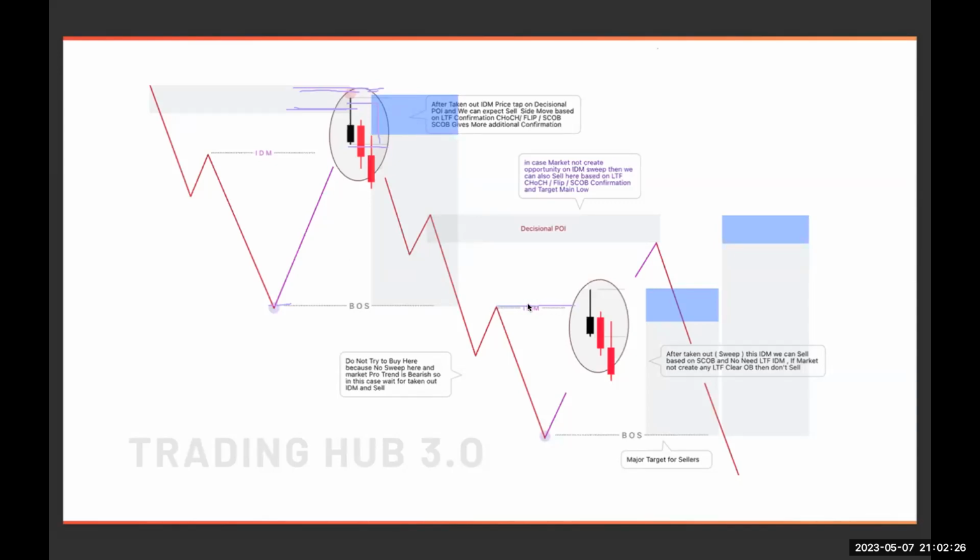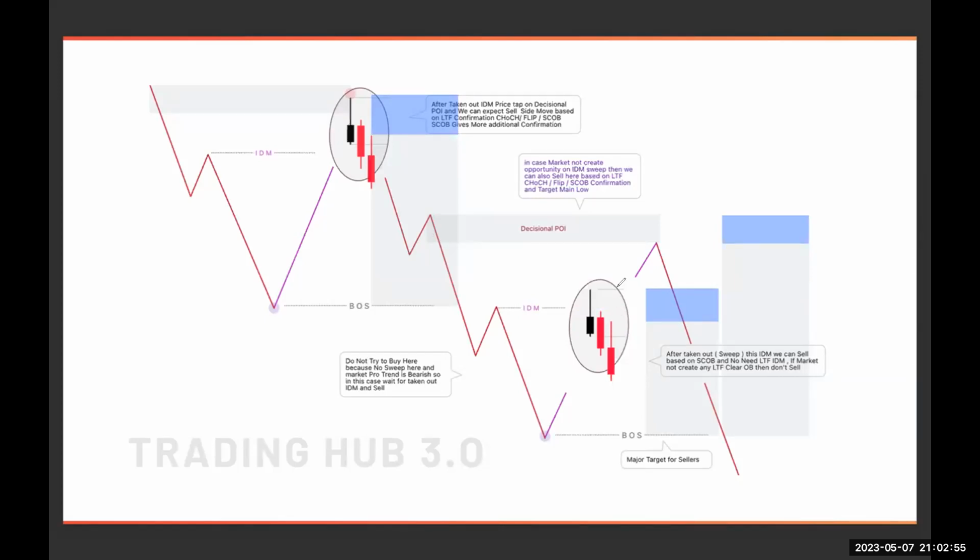Here you can see decisional, like inducement sweep here. When inducement sweeps, you can buy or sell here only based on single candle order block. In that case, you don't need to wait for CHoCH or flip or anything, right? Sell here and target is here. This is a simple thing. Here you need CHoCH, flip, single candle order block, everything. But here you need only single candle order block. Okay, so this is the difference between both scenarios.